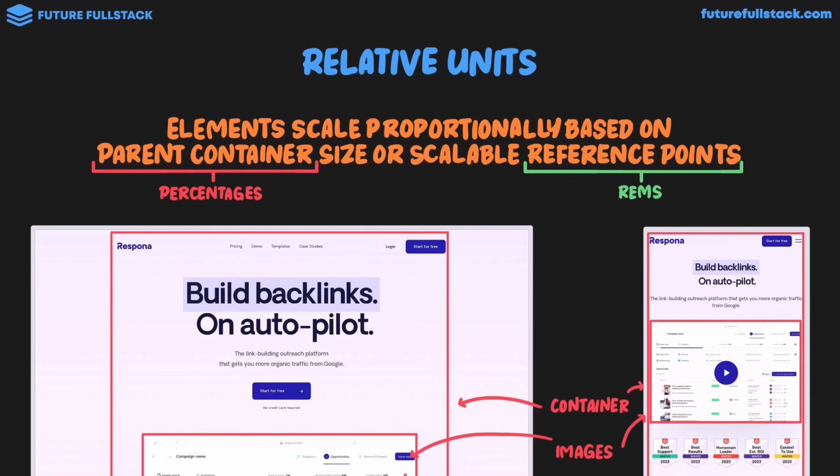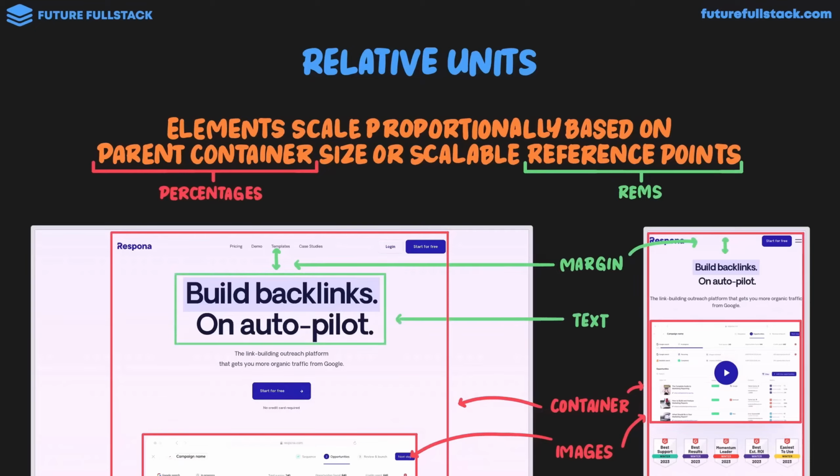Rems are very commonly used for spacing, like margin and padding. On the web page on the left, there's margin between the navigation bar and the main heading, and this margin value would be reduced on a mobile device. Rems is also very commonly used on text. So this heading over here would use a larger rem value compared to the rem value on a mobile device.